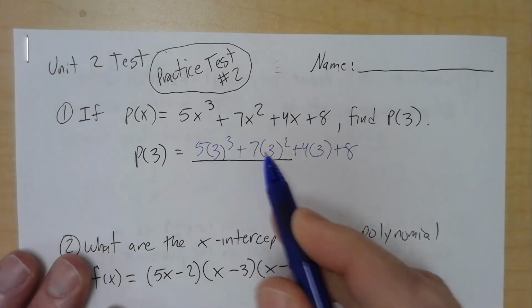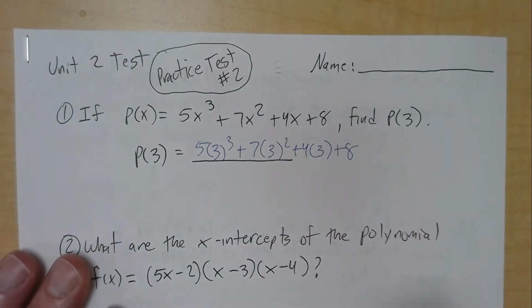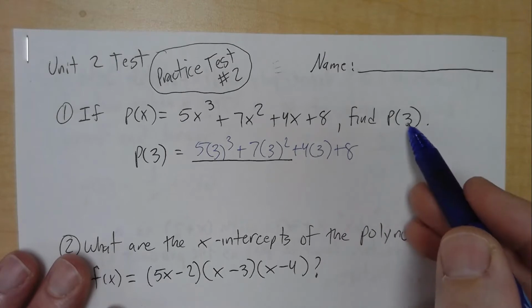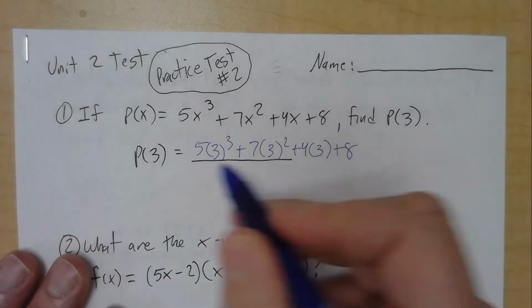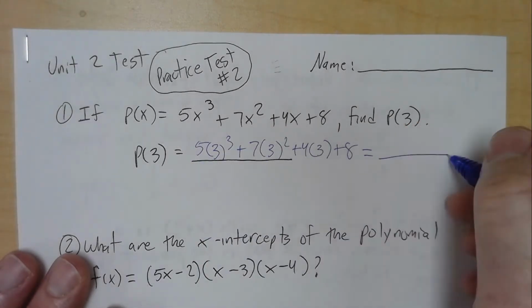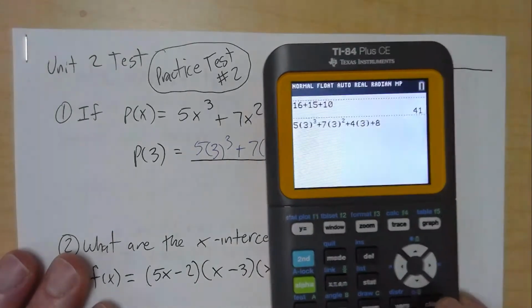So x represents the number that changes, right? That's why it's called a variable. So this time I want you to put 3 in for x. You type this into the calculator and you get your answer. I've already typed it in for time purposes.